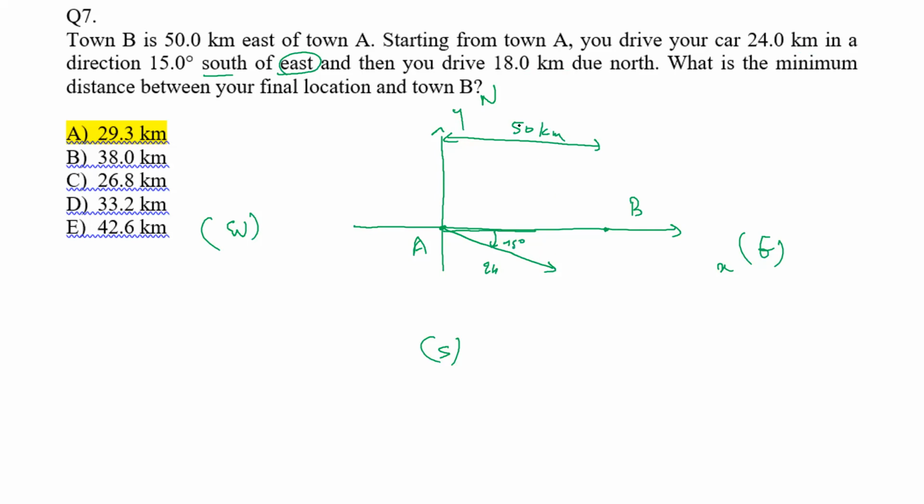Okay. And then you drive for 18 kilometers due north. Now let's go for 18 kilometers due north. We are just going in the direction of north. Let's say that this is 18 kilometers here. This is displacement 2, and the magnitude of displacement 2 is 18 kilometers, and the direction is directly north, in the positive y direction. Now the question is, what is the minimum distance between your final location, which I will call F, and town B? So basically, what is this distance here, between your final location and town B?